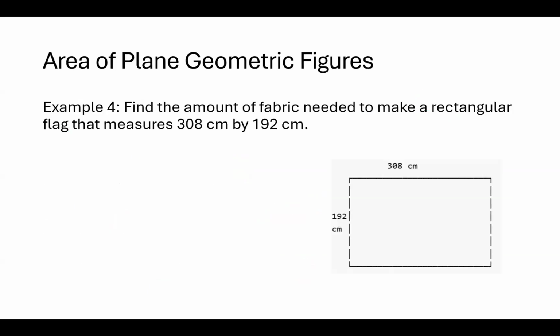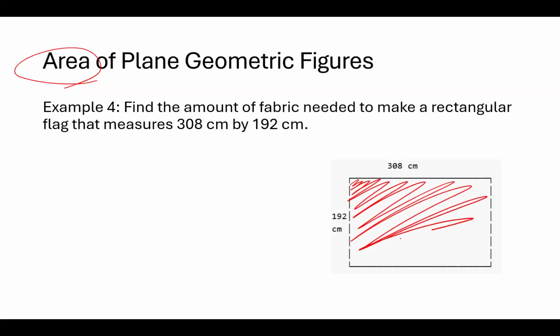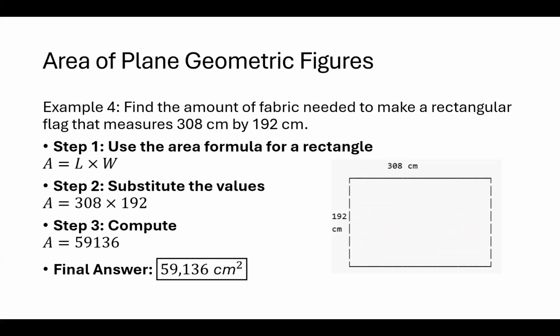The next formulas now are areas. Now, the perimeter is the length around it. The area is the space inside of it. What is the space inside of a rectangle? Well, this is a very common formula. To find the area of a rectangle, you multiply length times width.